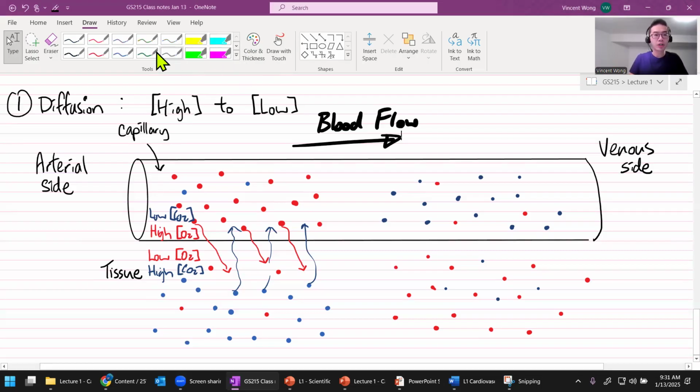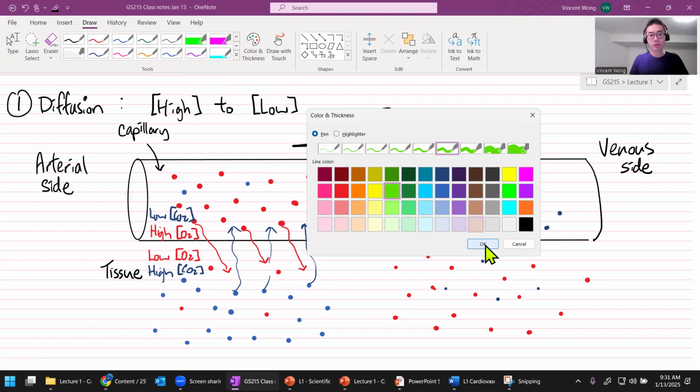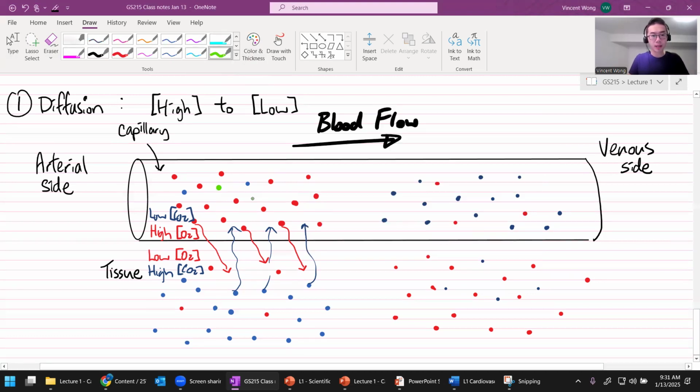Now, this is not restricted to just gases, not oxygen and carbon dioxide. This can also be true for nutrients. So you might have some glucose here. You don't have to add it if your diagram is getting too busy. Glucose is being used out there in the tissue, and then the fresh blood is coming in with some nutrients. So this is glucose, and the glucose is going to diffuse out as well. You might have some other waste product in the surrounding that might be coming into the blood.